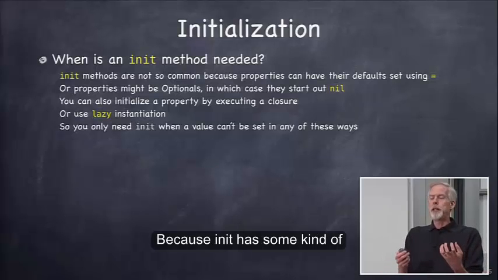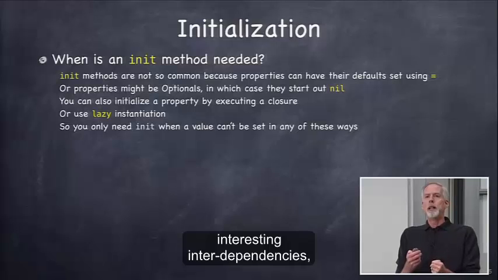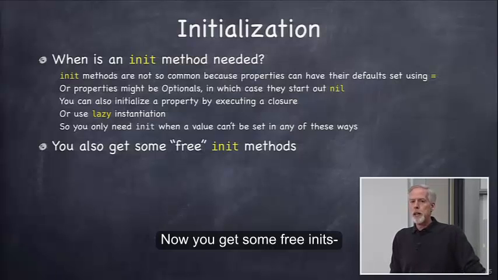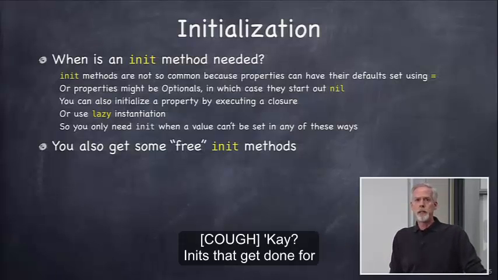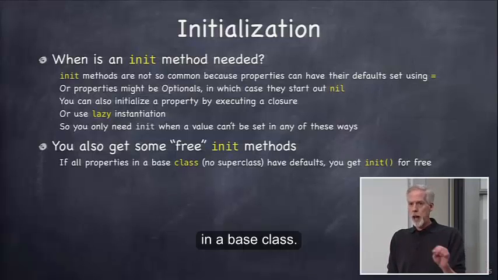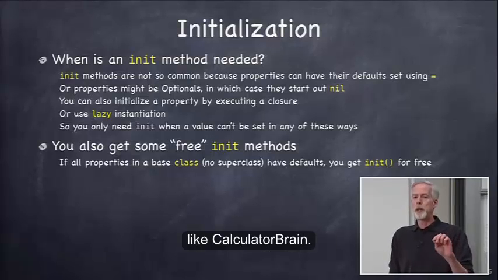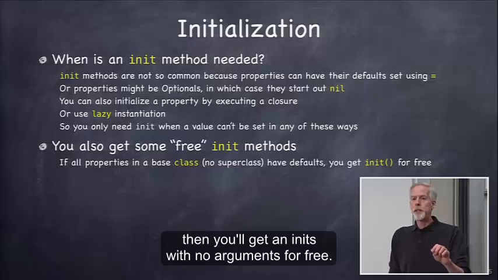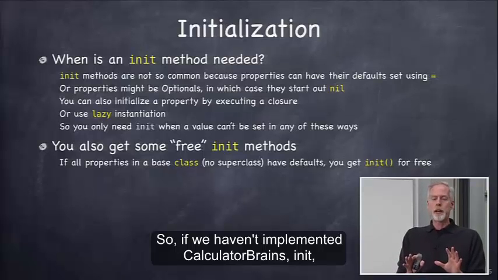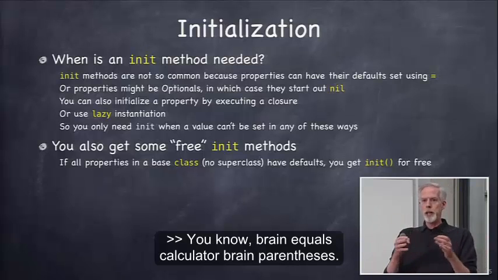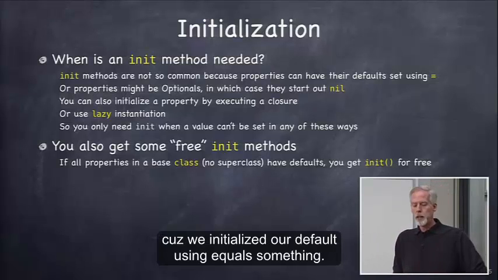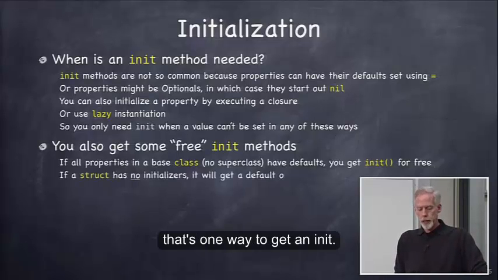So there's a lot of ways to avoid init. But if you do need an init, how do we do init? Because init has some kind of interesting interdependencies. It's not as straightforward as you might think. Now, you get some free inits, inits that get done for you. One is that if all the properties in a base class, something that has no superclass, like calculator brain, all have defaults, then you'll get an init with no arguments for free. So if we hadn't implemented calculator brain's init, we still could have said, brain equals CalculatorBrain parentheses. That's because we get a free init in calculator brain, because we initialized all our defaults using equals something. So that's one way to get an init.